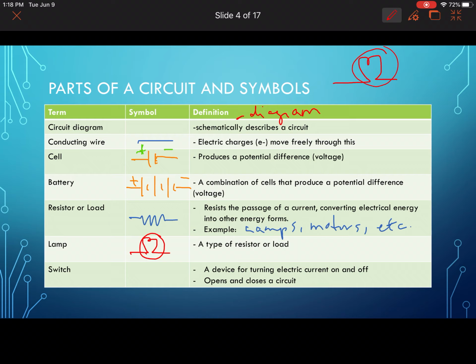And then lastly, we have switch. We saw one of those in our first diagram. Usually it would look like this and then continued on. So this would be a switch in an open position. If we were to draw it in a closed position, you just draw little dots to show that it's closed. I'm going to put little dots there too. So that is what's known as a switch, and it's a device for turning the electric current on and off, and it does that simply by being open or closed. If it's open, that's off. If it's closed, that means that it is on.